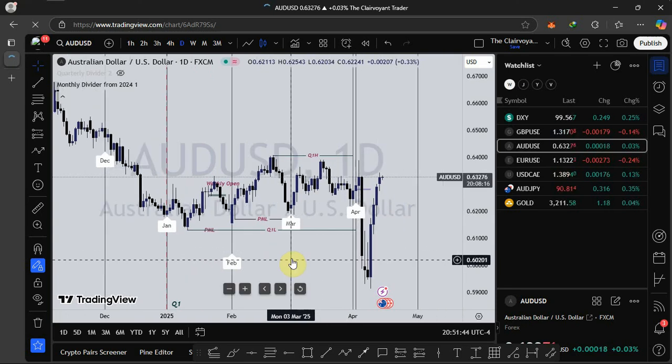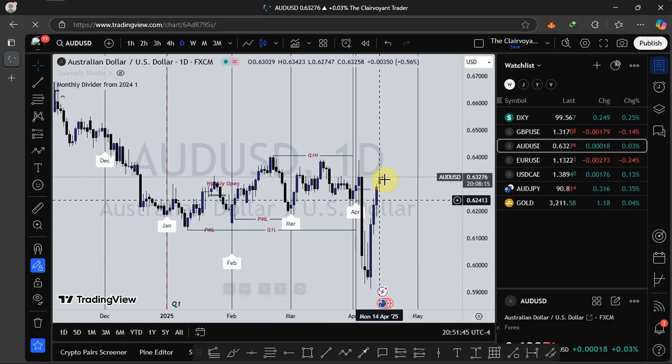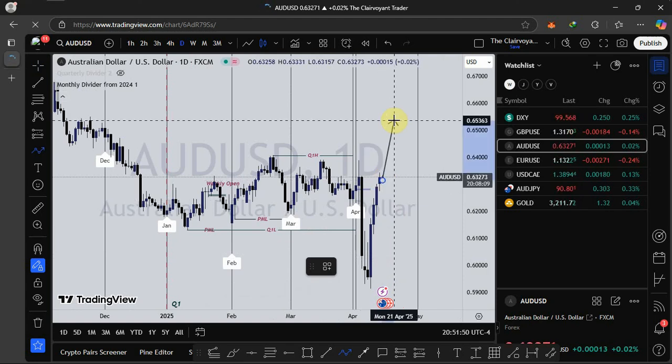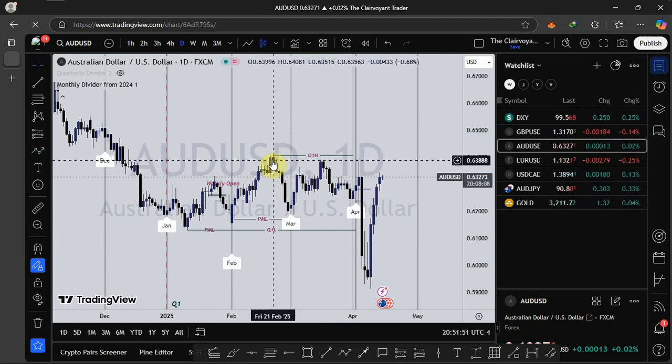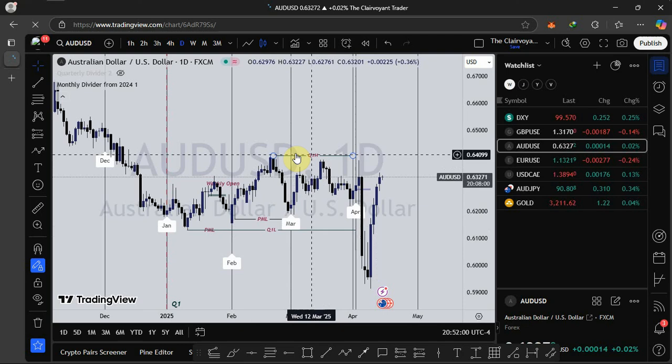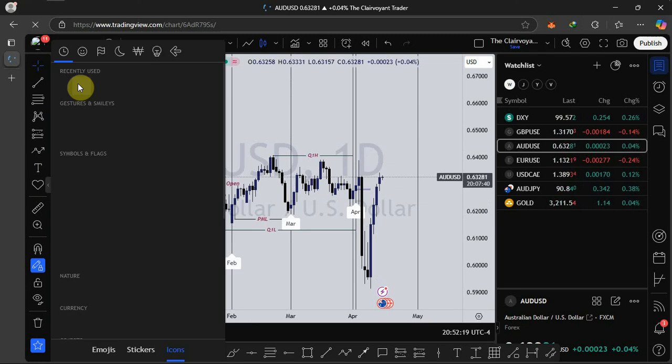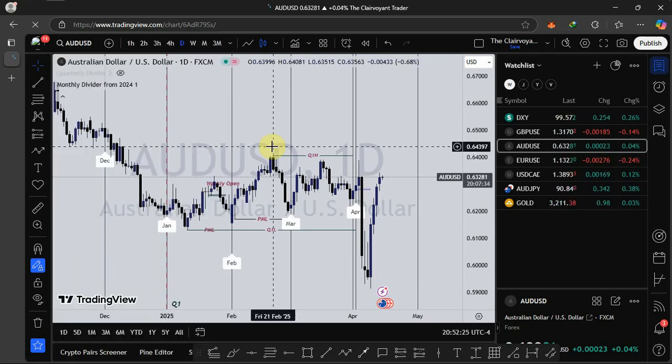Based on what I'm seeing on the charts, we are likely to see AUDUSD continue to push up to take out the high that was made during the first quarter. So we've taken out the low of the first quarter, then the high of the first quarter will be my next draw on liquidity. This high right here is going to be my next draw on liquidity. I'm basing it off the chart.